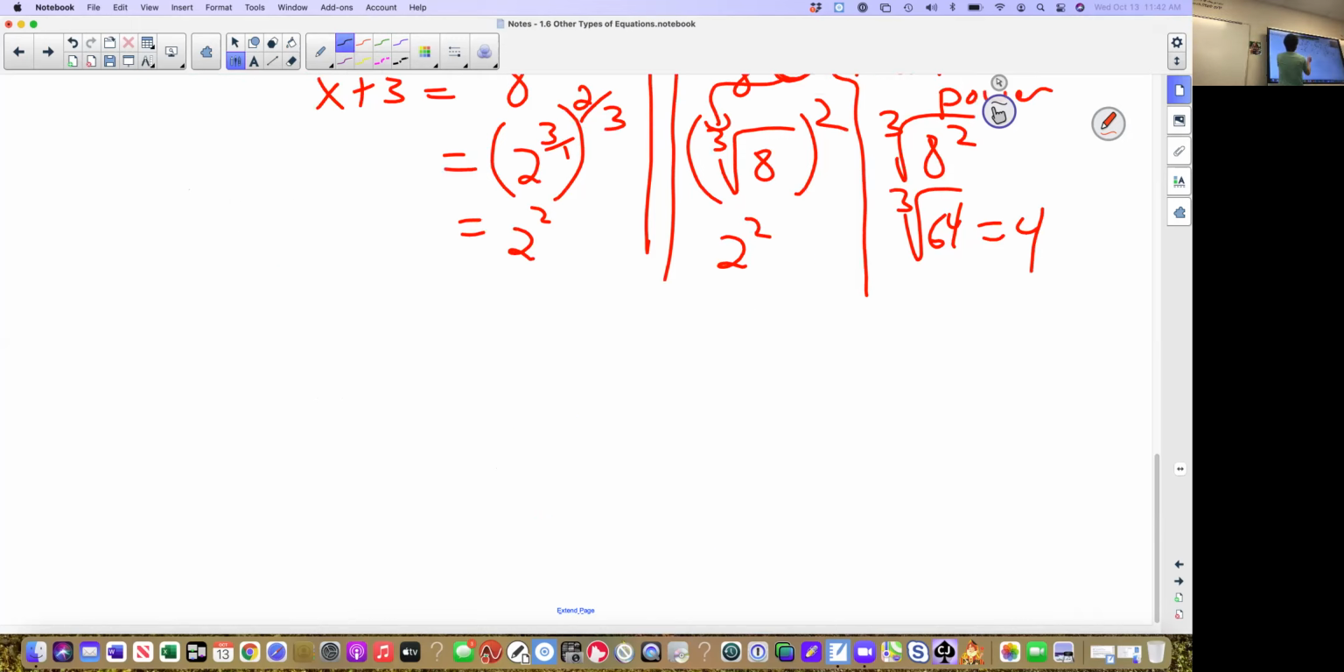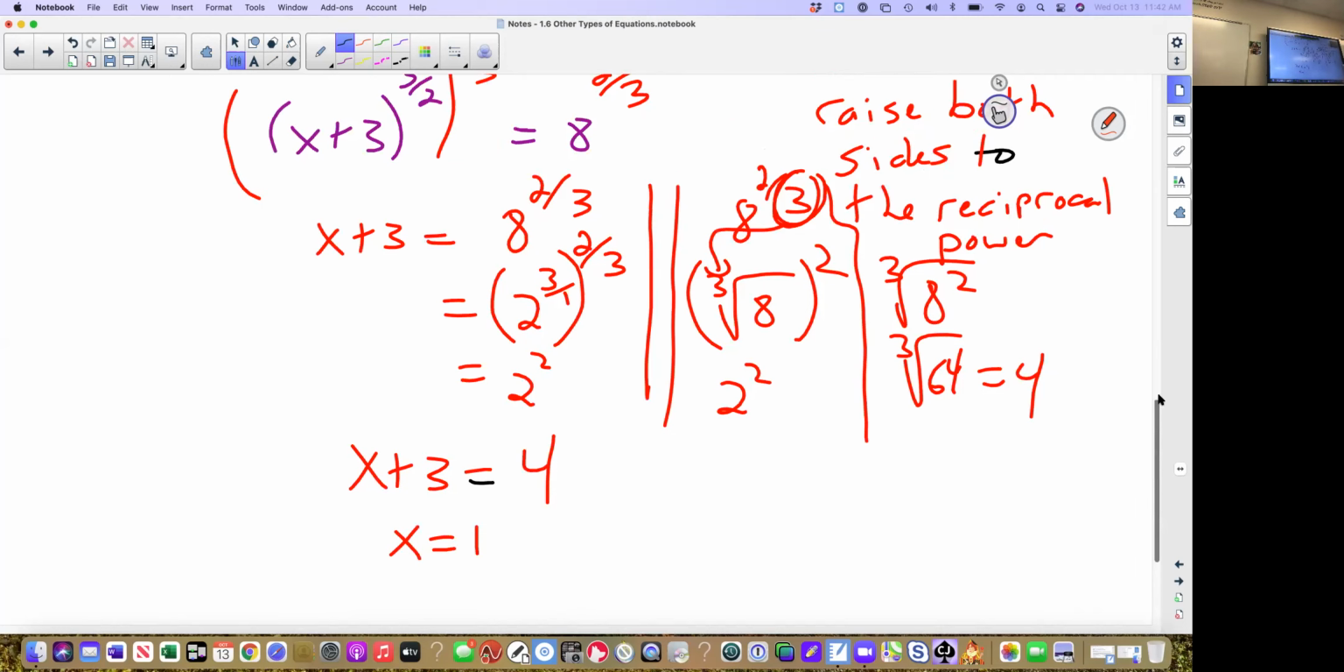So now we have 3 different ways. Now we figured out that 8 to the 2/3 is 4. So now we have x plus 3 equals 4, whichever way you get there. And so x is equal to 1. We need to check this because we raised both sides to the 2/3 power. So that's something that could introduce an extraneous solution.